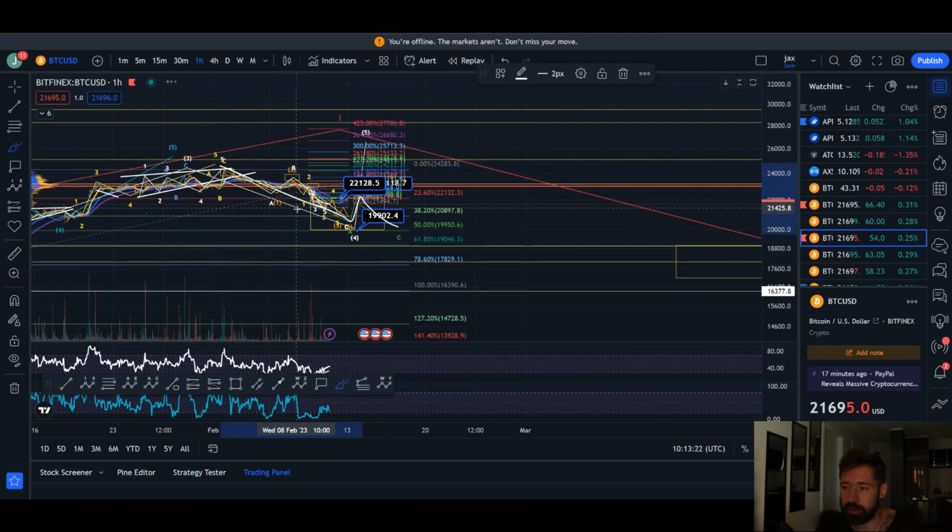So you'd be looking at a wave A down, pulling back in a B, and then seeing a wave C to take you much lower.